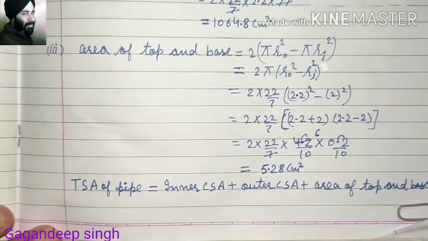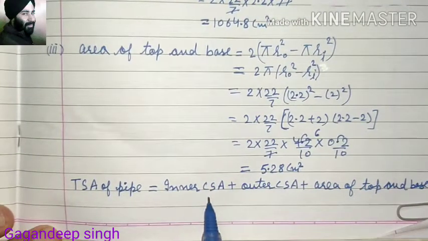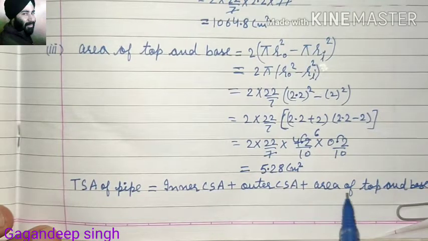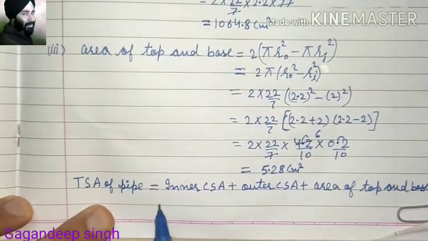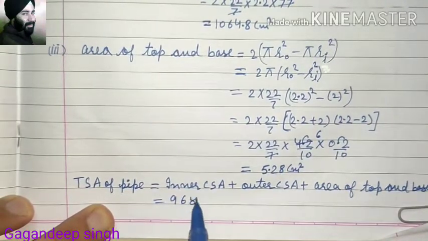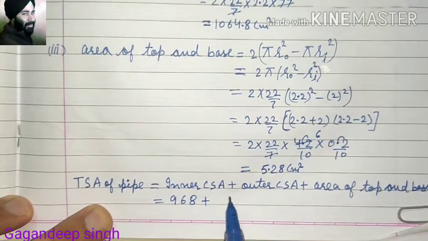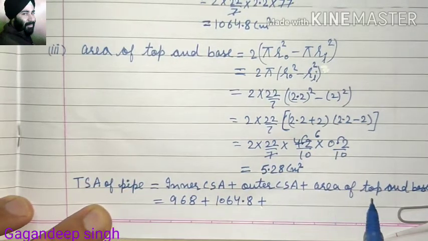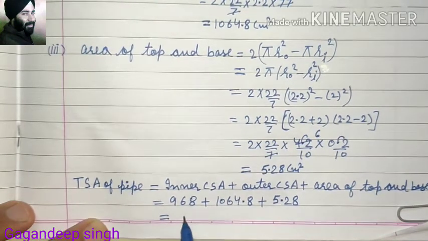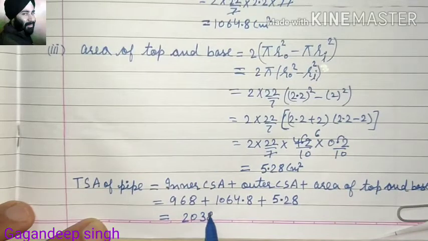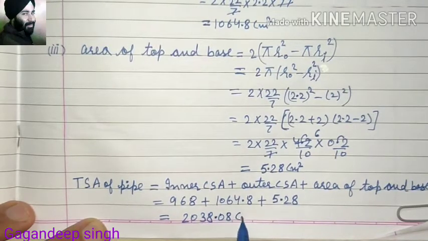So total surface area of the pipe will be inner CSA plus outer CSA plus area of top and base. Inner CSA we have calculated is 968 centimeter square. Outer CSA is 1064.8 plus area of top and base is 5.28 centimeter square, and the total of this is 2038.08 centimeter square.